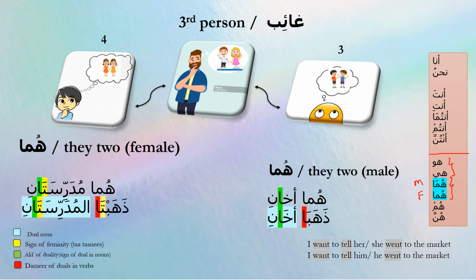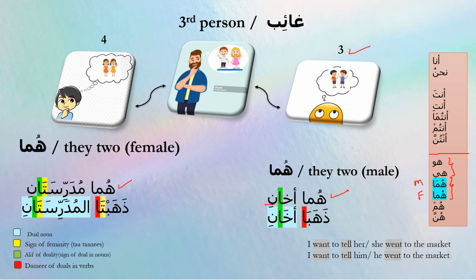Let's see. Now, when you speak about the 2 males that are not in front of you, you simply use the pronoun huma, and seeing the structure of huma, you don't recognize whether it's being used for a male or a female, because in both cases the structure of the damir is the same. So how will you recognize that it is being used for the 2 males?